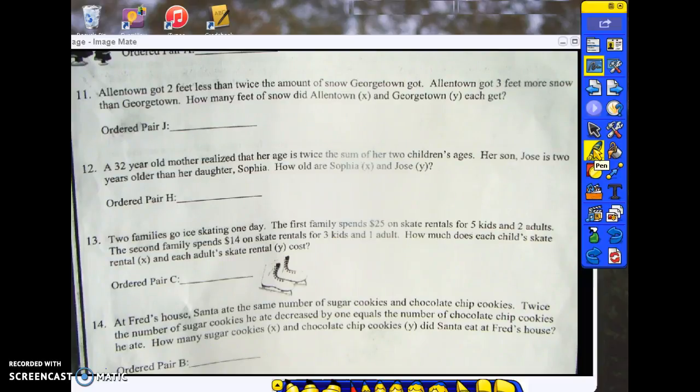Allentown is represented by X. They got 2 feet less than twice the amount of Georgetown. That should be a Y.